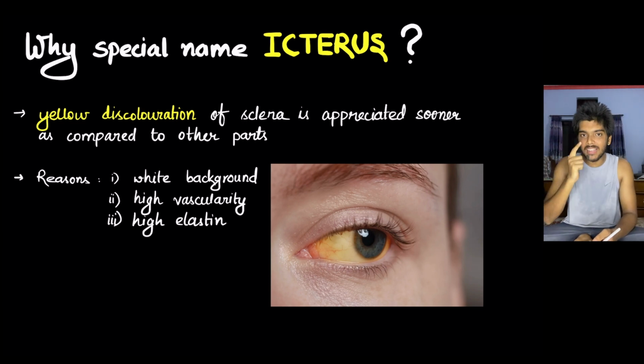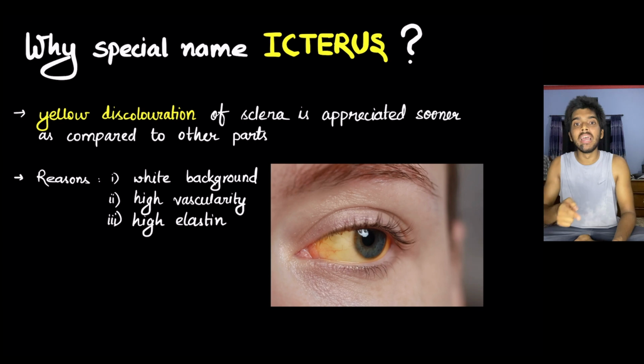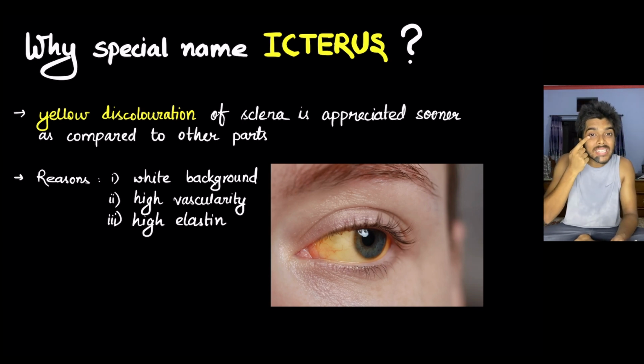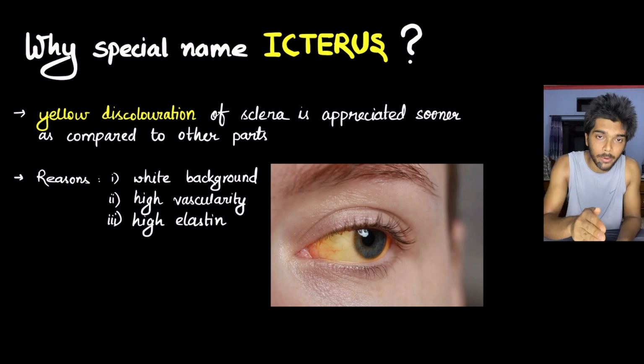Number three, high elastin. See, why is bilirubin going and depositing in skin, mucosa, sclera? Because these structures contain a high amount of elastic fibrous connective tissue, and bilirubin loves elastic fibrous connective tissue. And out of all these three, your sclera has the highest amount of elastic fibrous connective tissue. So in sclera, it is going to find lots of elastic fibrous connective tissue, and it is going to go and deposit there. Okay, that's it.